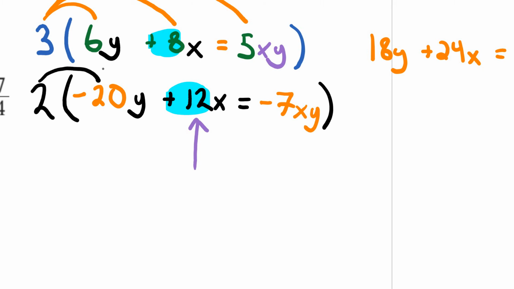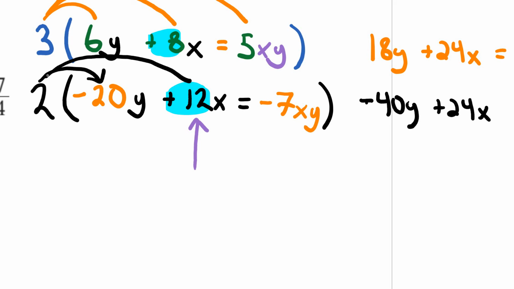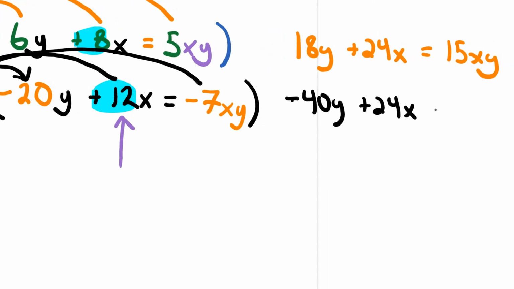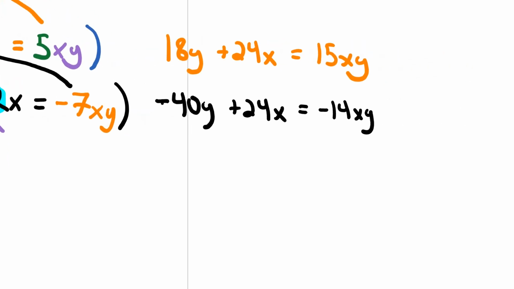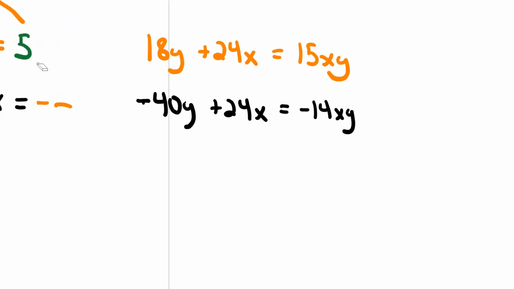Right, so 2 times negative 20 is going to be negative 40, so negative 40y. And then 2 times 12 is going to be plus 24, so 24x. And finally, 2 times negative 7 is going to be negative 14, so I need to have a negative 14xy. Okay, great. So this is looking pretty good now because as you can see, I wanted a 24 here and I want a 24 there.